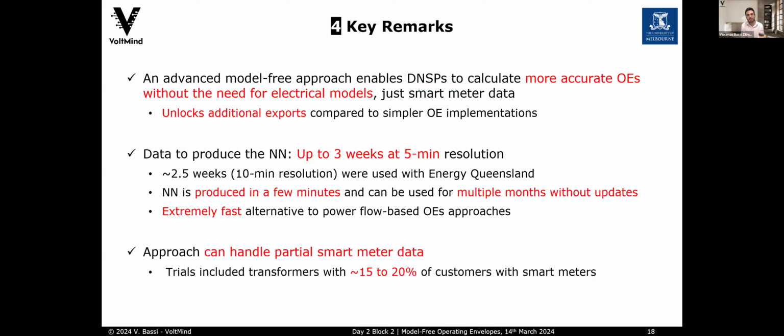And in other trials, we have also demonstrated that our approach can help to enhance power quality compliance. Second, we don't really need massive amounts of smart meter data. So what we recommend to produce the neural network is 3 weeks at 5-minute resolution. But in these trials, we have been using even less than that.